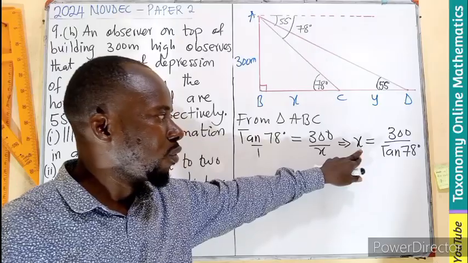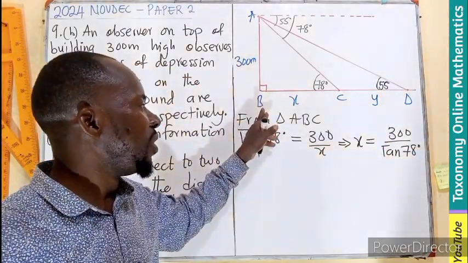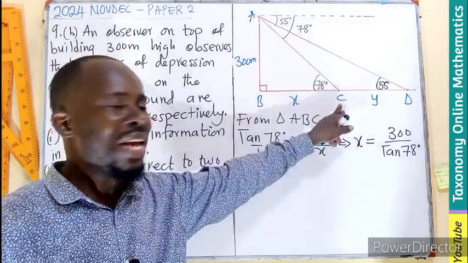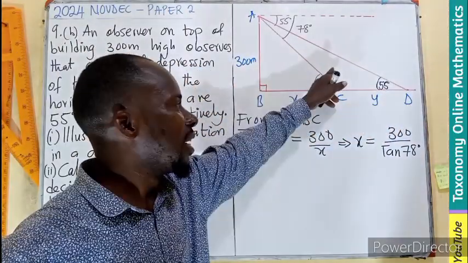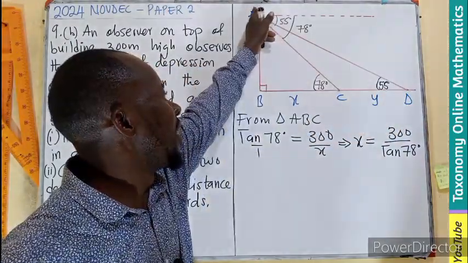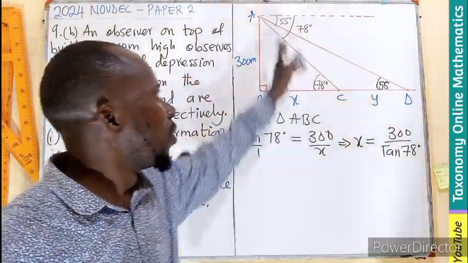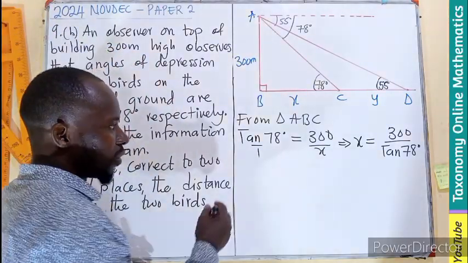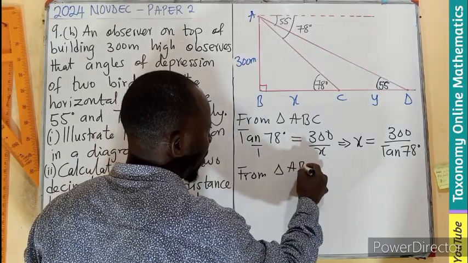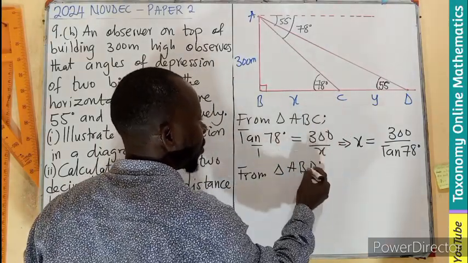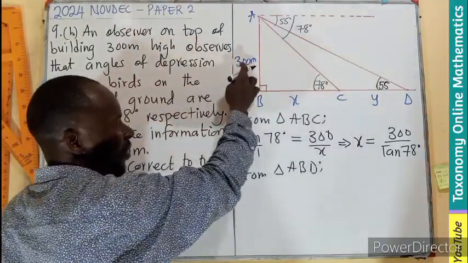Now, the x is unknown, so if you find the value of this, we can easily find the distance between B and C, that is between the wall and the first bed. Now we need to know the distance from here to here, because triangle ACD is not a right angle triangle. We can use the sine rule, but we don't know some of the dimensions. So I'm going to also pick from the triangle ABD.